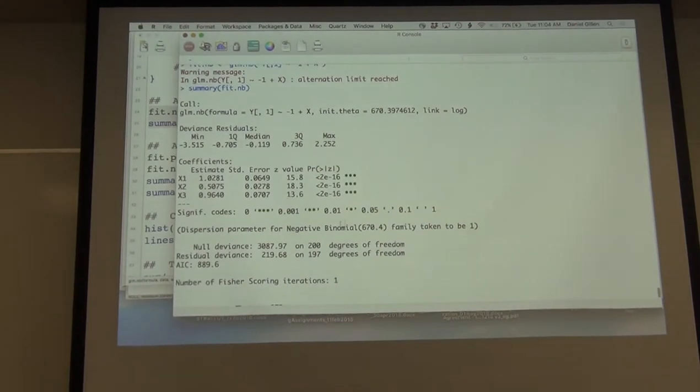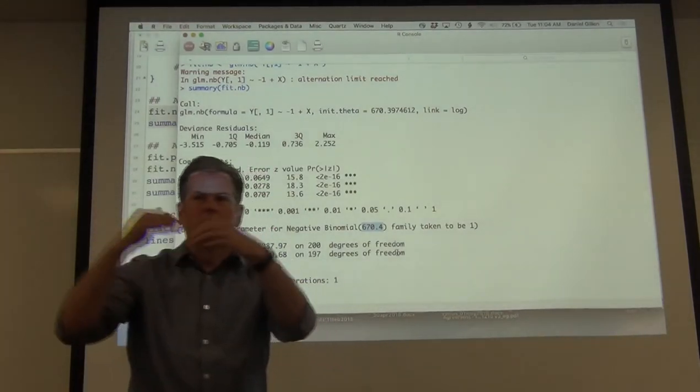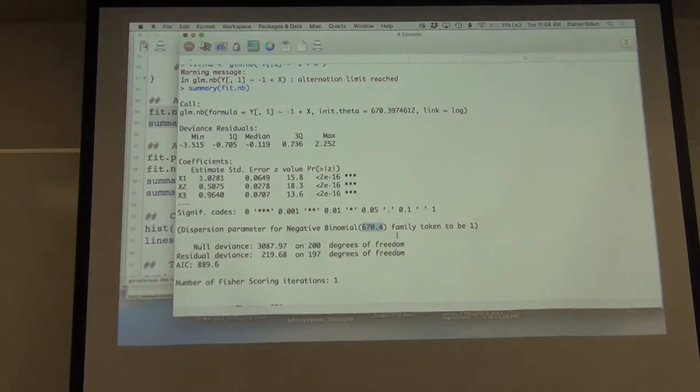What you will see is, in this particular case, this is one simulated data example under your guys' mean structure, theta is taken to be 670. That means your estimate for alpha is 1 over 670. It's continuing to grow, and mine's gotten larger, I should note.